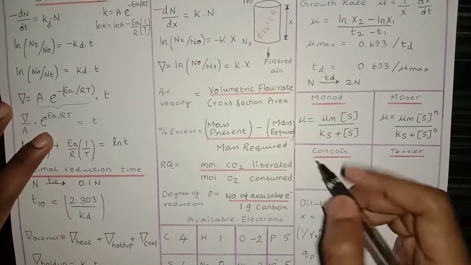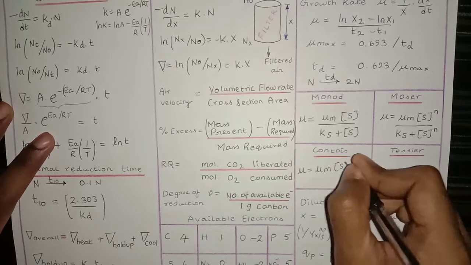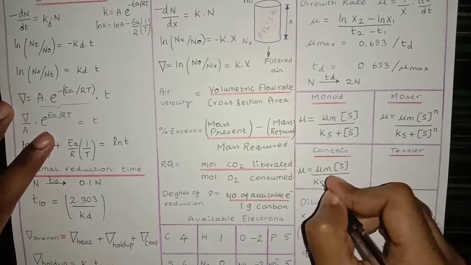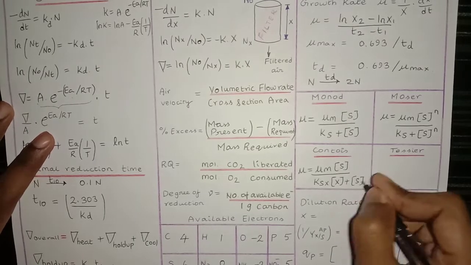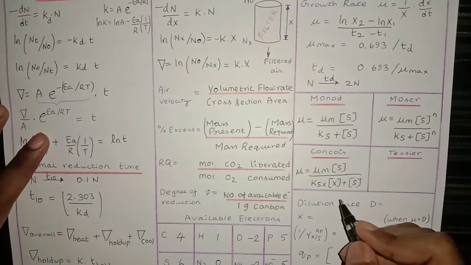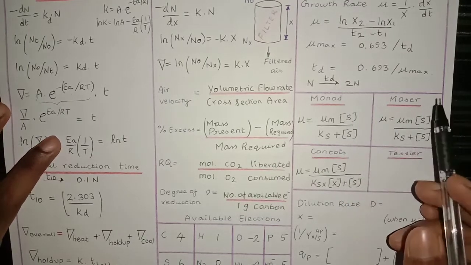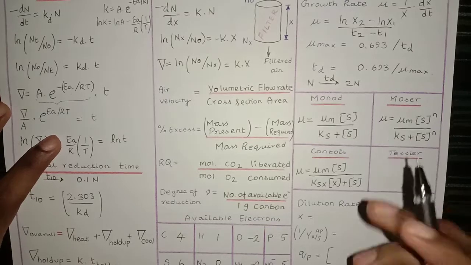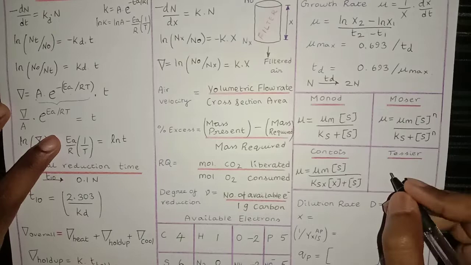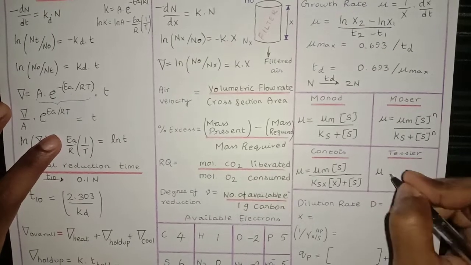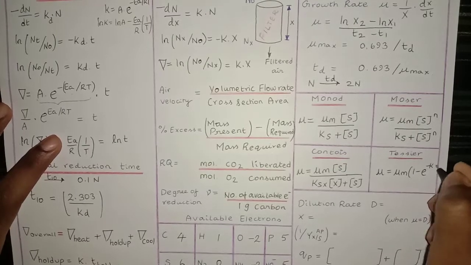And Quantized model describes mu as equal to mu max S over Ksx times x plus S, where x is the biomass concentration. In Monod and Moser, they are independent of the biomass concentration. They depend on the substrate concentration and the kinetic parameters, say mu max and Ks. In Tessier model, mu is given by mu max times 1 minus e power minus Ks.